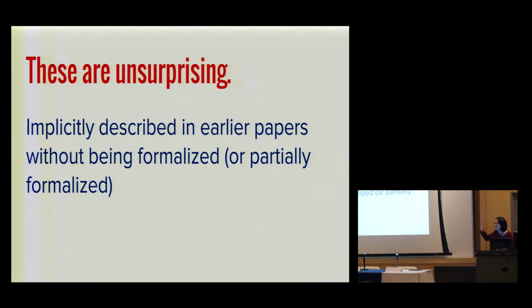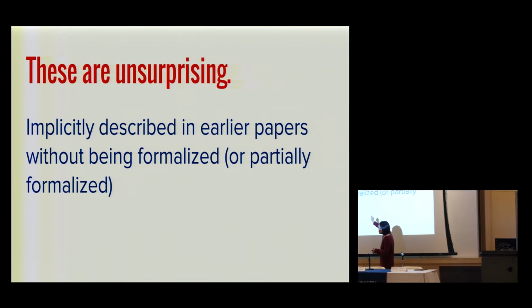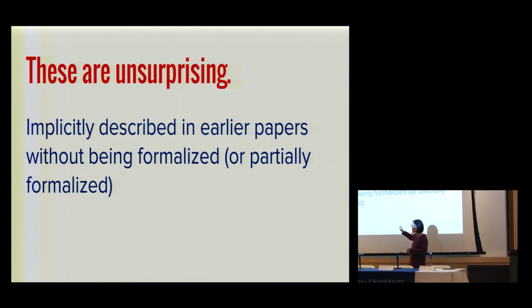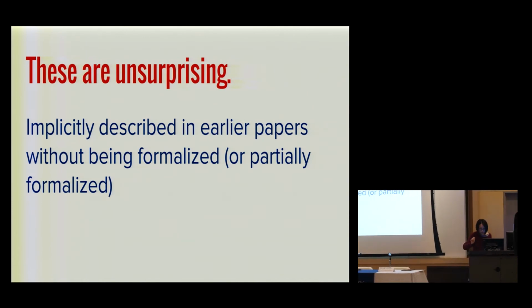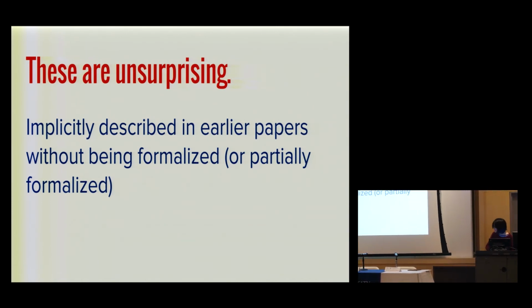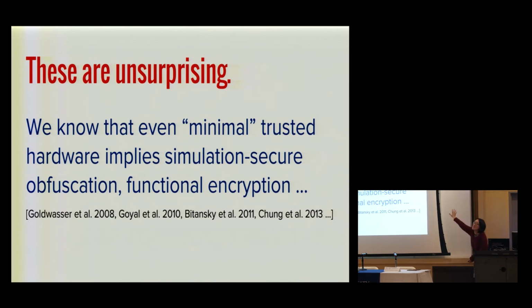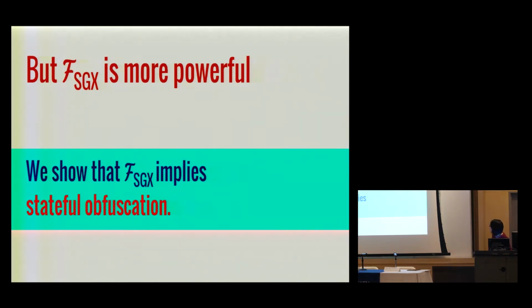In some sense, these are unsurprising because from the theoretical literature, we know very well that even with minimal, possibly stateless trusted hardware, we can circumvent a lot of these theoretical impossibility results, and we can realize very strong primitives like simulation secure obfuscation or simulation secure functional encryption. So there are many papers. I'm getting ahead of myself. There are many papers on these topics. I won't go into the details.